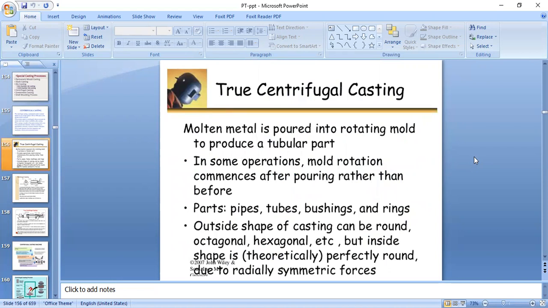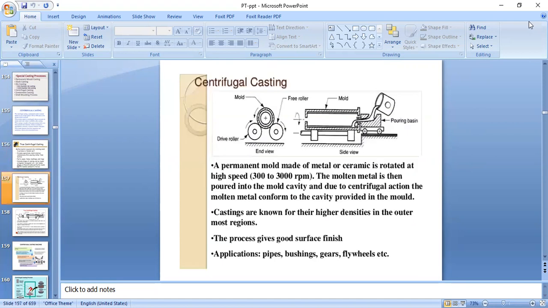Molten metal is poured into a rotating mold to produce a tubular part. In some operations, mold rotation commences after pouring rather than before. Parts like pipes, tubes, bushings, and rings: the outside shape of the casting can be round, octagonal, hexagonal, etc., but the inside shape is perfectly round due to radially symmetric forces. You can see the centrifugal casting process figure here.